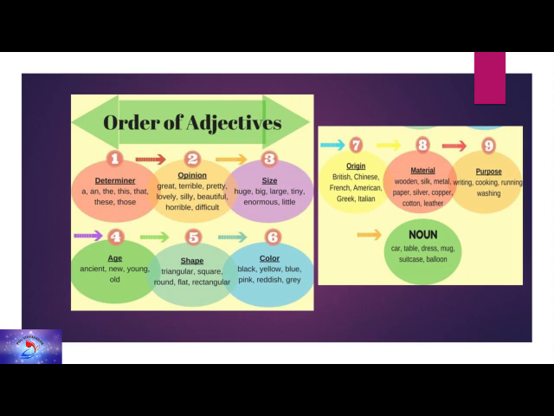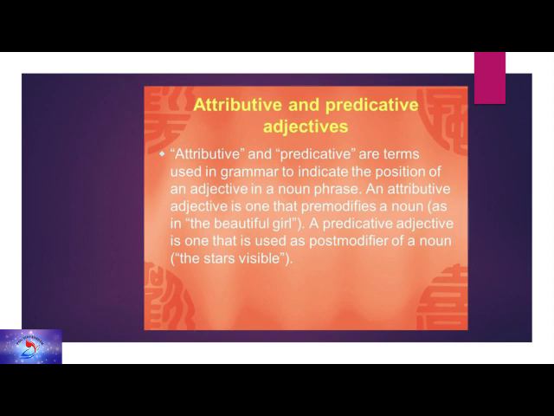So next part under this category is attributive and predicative adjectives. Attributive and predicative are terms used in grammar to indicate the position of an adjective in a noun phrase. An attributive adjective is one that pre-modifies a noun, as in the beautiful girl. A predicative adjective is one that is used as a post-modifier of a noun.